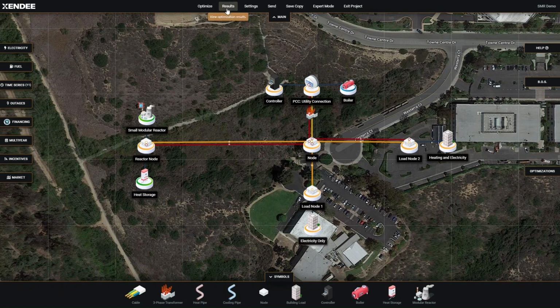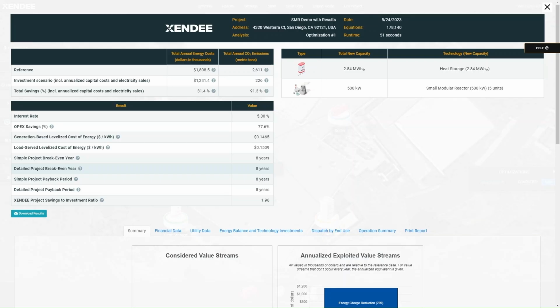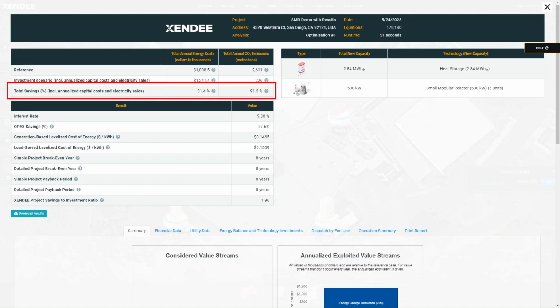Finally, it's time to optimize our design. We'll start by naming the optimization and setting the optimizer to reduce cost. After running the optimization, Xendee has identified the ideal investment scenario, which includes 500 kilowatts of SMR and 2.8 megawatt hours of heat storage. This will result in a 31.4% savings in energy costs over the baseline.